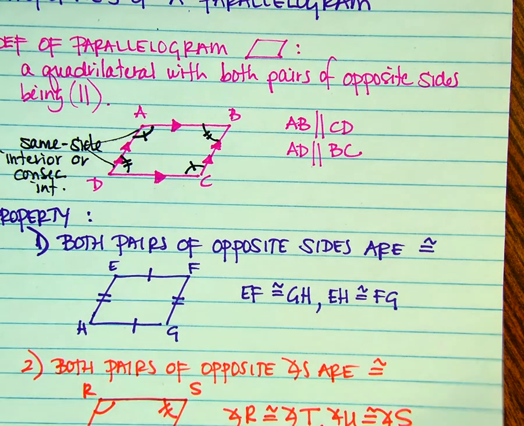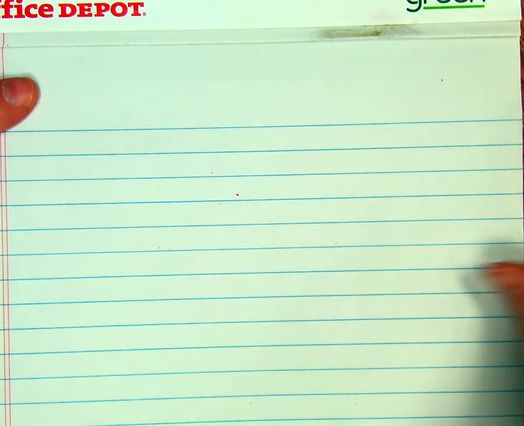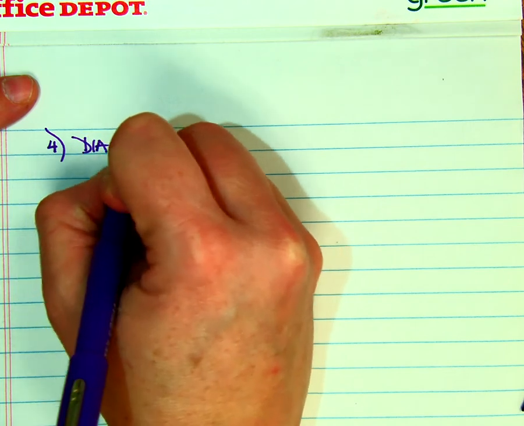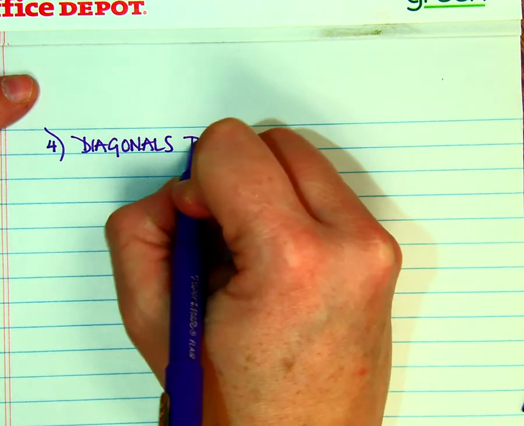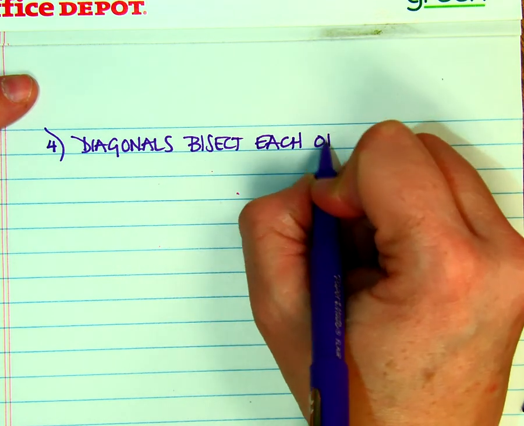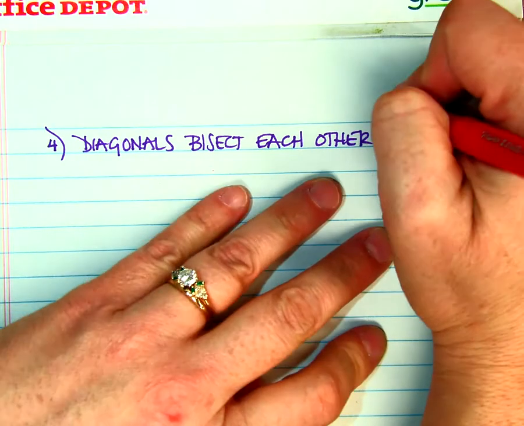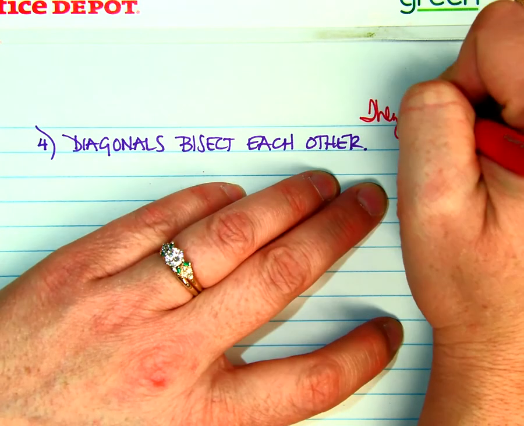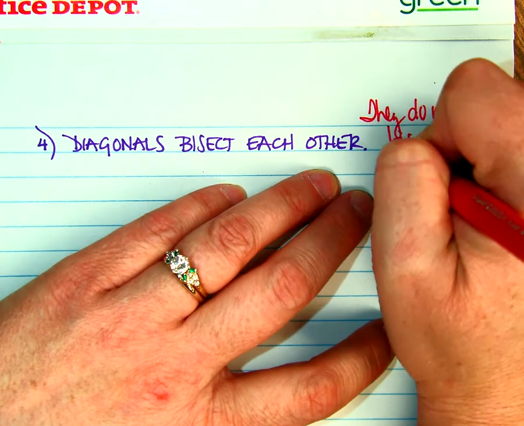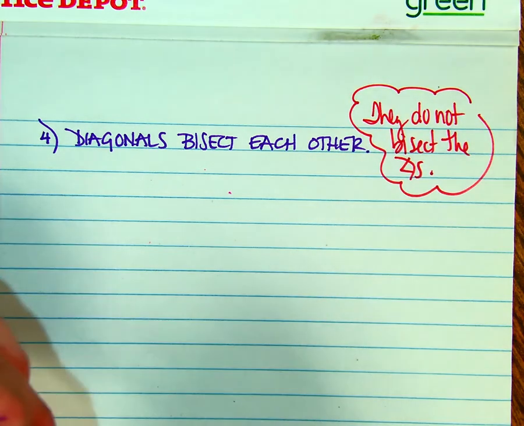There's one other property, and this is the one that's probably missed the most. So this is going to be property number 4. And that is that diagonals bisect each other. But like a little note here, they do not bisect the angles. We do not have that. They do not bisect the angles.